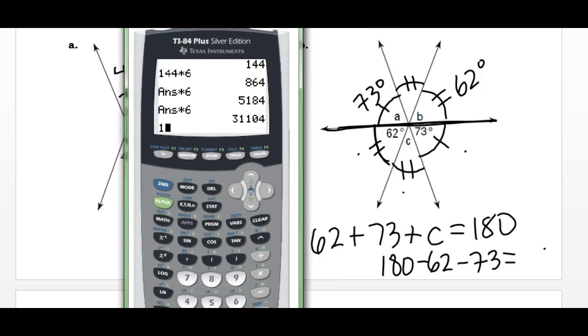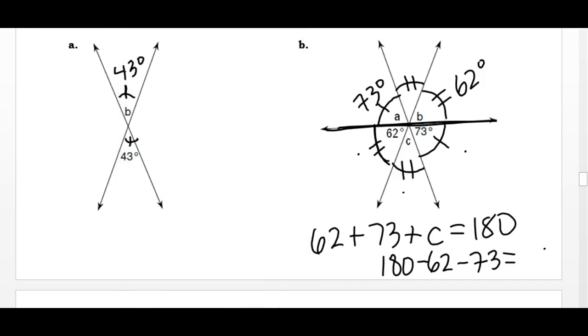Okay, I got 180 minus 62 minus 73, and that gives me 45 degrees. Can fit it in right here.